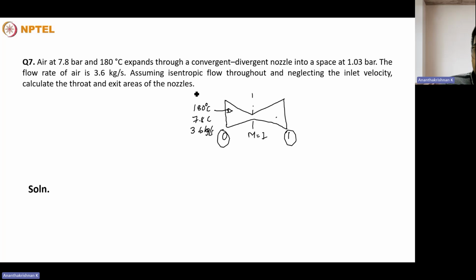At the beginning, we can assume that this Mach number will be less than 1. And at the end, we have to determine the velocity. We have to calculate the throat and exit areas in this case.